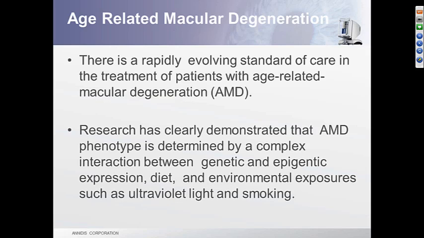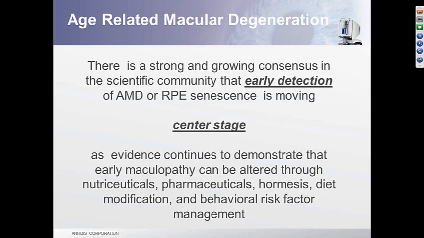I think we all know that there is a lot of change relative to the research in macular degeneration. Clearly, we know that AMD phenotype is determined by a very complex interaction between genetic and epigenetic components, diet, and environmental exposures. There's definitely a strong consensus in the scientific community that early detection is important, and that is becoming, quite frankly, center stage.